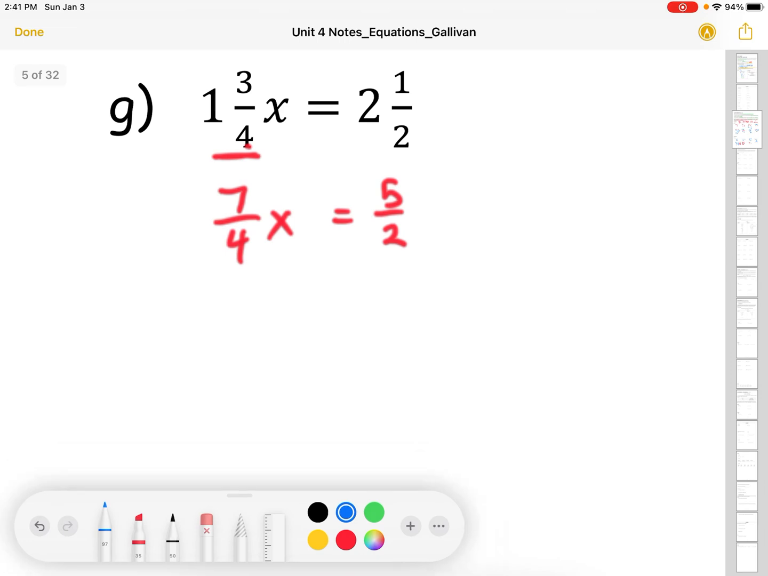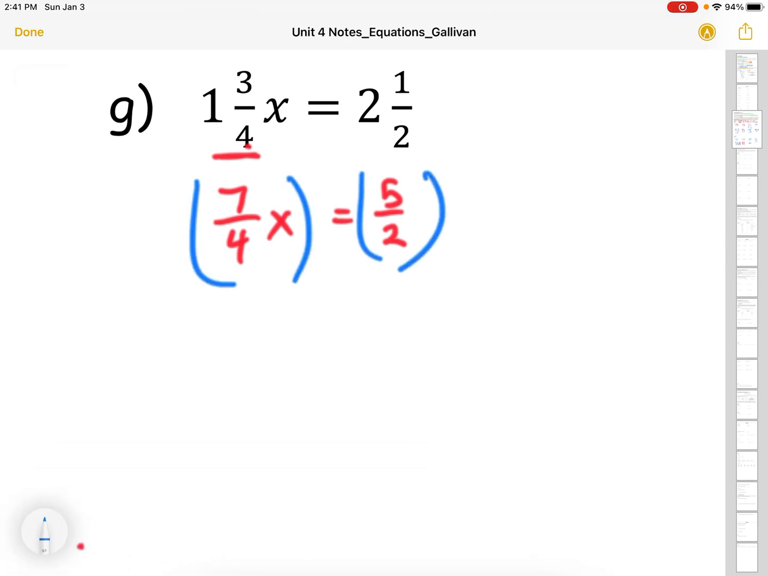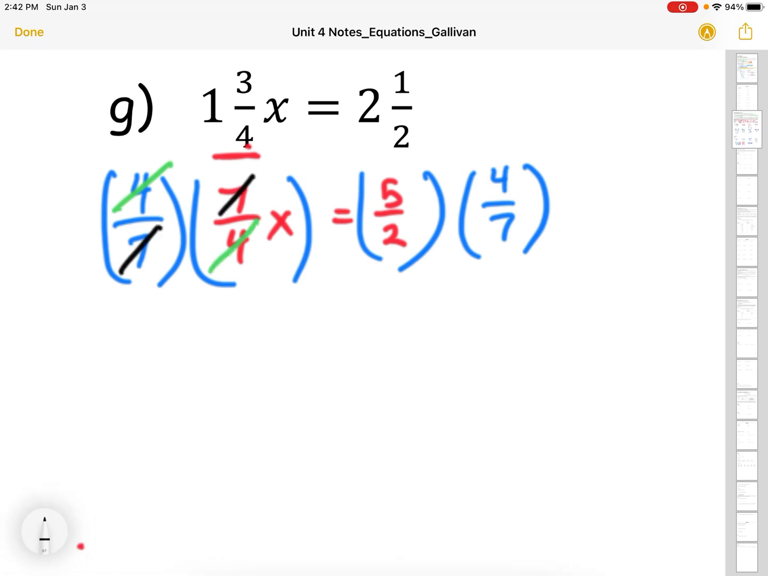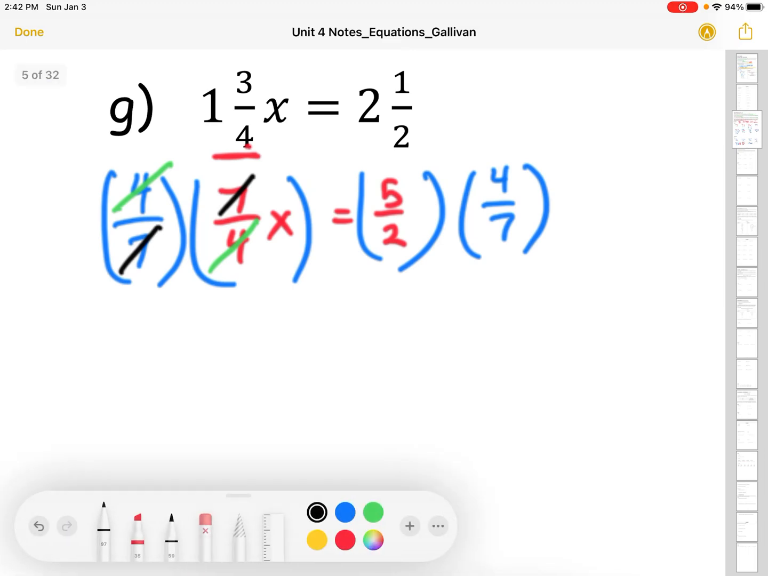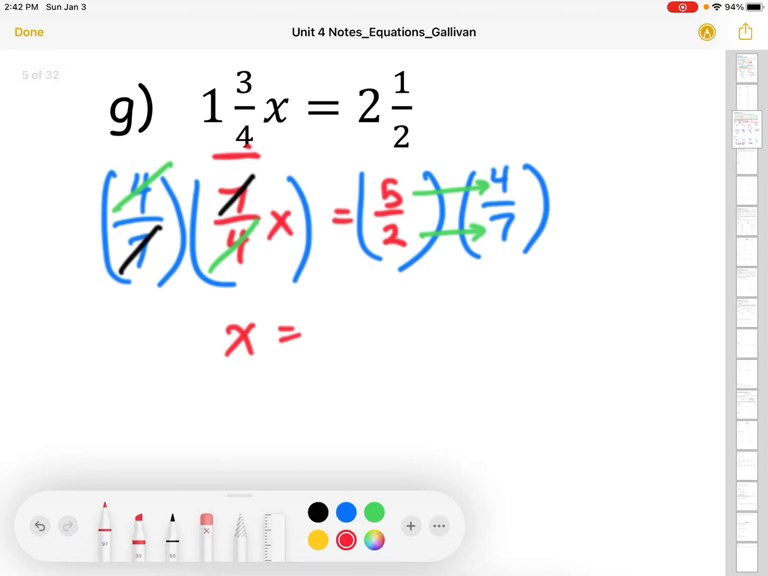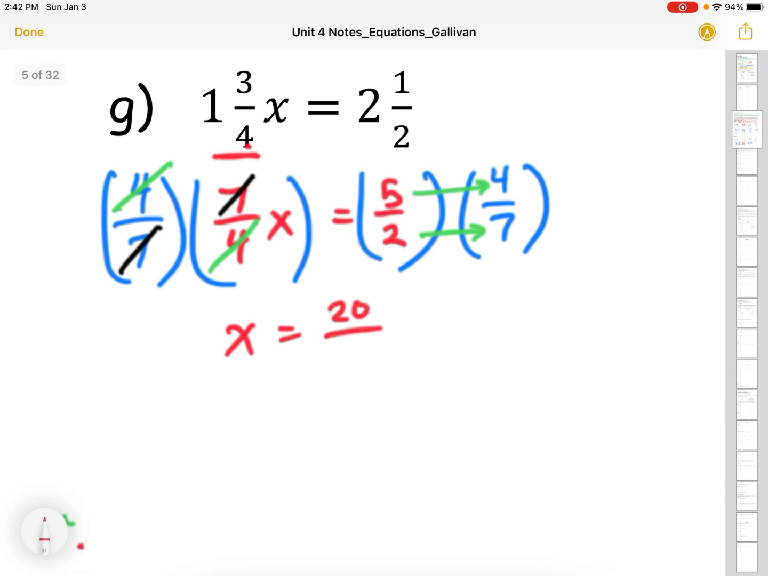Okay, so this I'm going to do using the fraction form. So multiply by 4 over 7. And you're saying, Miss, how does that work? Well, the 4 cancels out with the 4. And the 7 cancels out with the 7. So now I don't have anything there. And I'm left with x is equal to, well, 5 over 2 times 4 over 7. So remember, when we're multiplying fractions, it's top times top, bottom times bottom. So we'll get 5 times 4 is 20 over 2 times 7, which is 14.